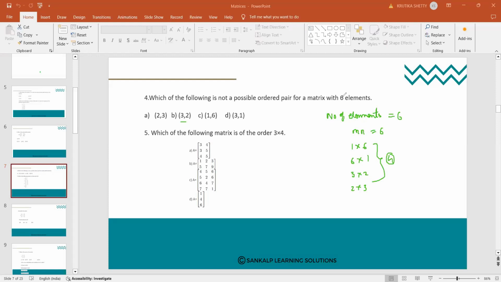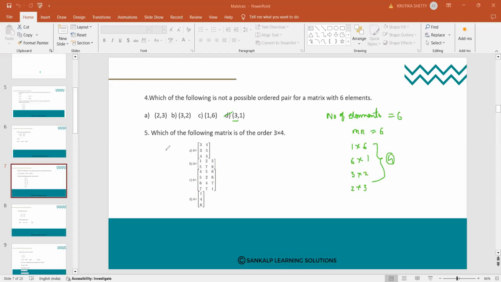If a matrix has 6 elements, the possible orders are 3, 2 as well as others. Actually, they are asking which is not the order. Since they are asking not the order, 3 comma 1 will be the right option. So the right answer is D. All these others are present: 2 comma 3, 3 comma 2, and 1 comma 6 are all possible orders. Only 3 comma 1 is not a possible order. So option D will be the right answer.